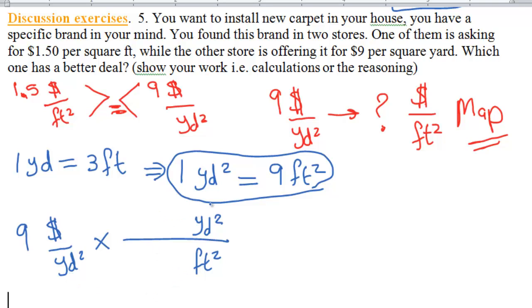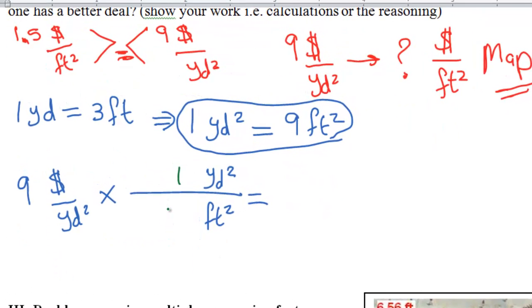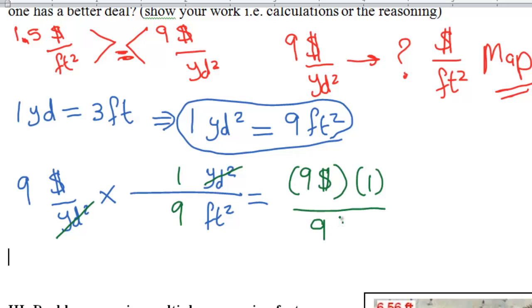And we can go ahead and plug in the numbers. So we'll place 1 beside square yard, and we'll place 9 beside square foot. Remember, the numbers in the conversion factor come from the numbers in the conversion statement. So as you see here, square yard will cancel out with square yard, and you'll have $9 times 1 over 9 square foot, and this will yield 1, because 9 will cancel out with 9, and you get $1. We have dollar here per square foot. So notice here what we were able to find is that $9 per square yard is equivalent to $1 per square foot. So which one is a better deal?